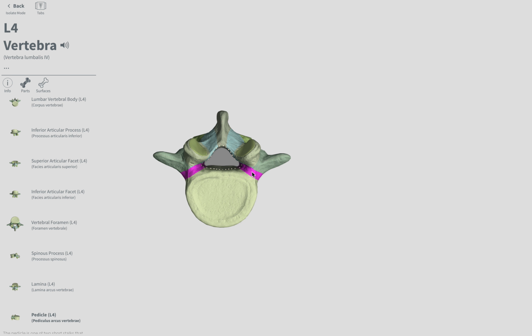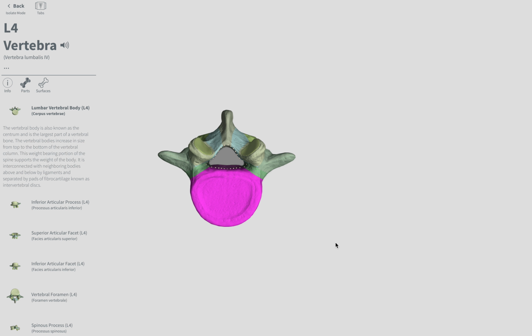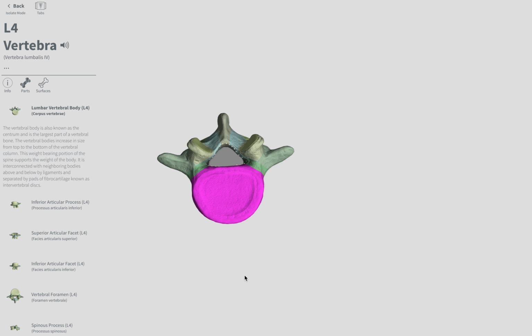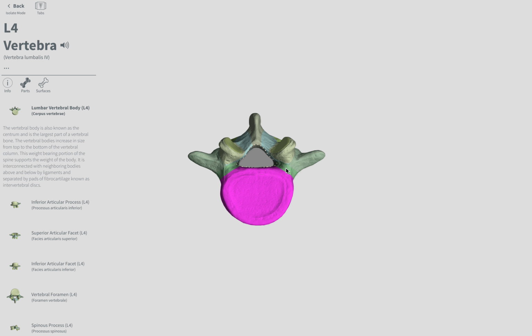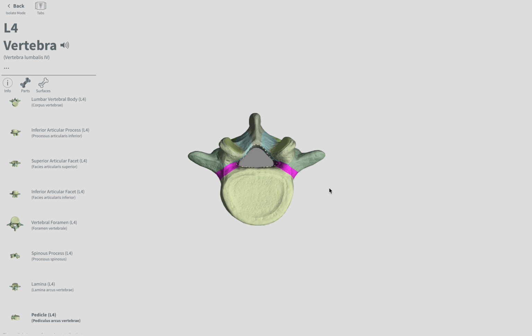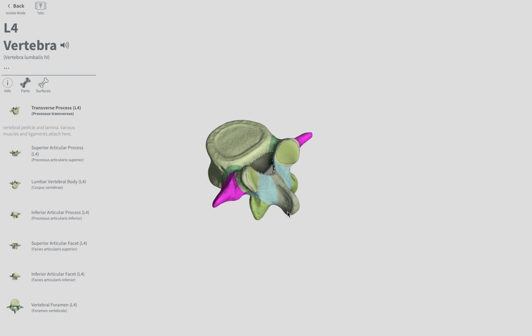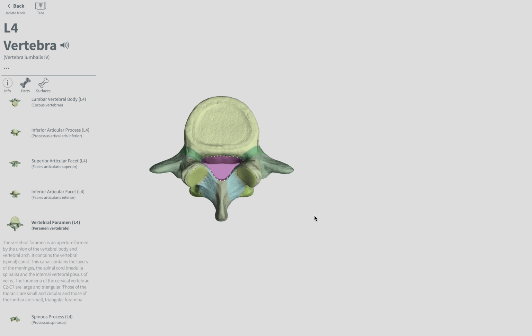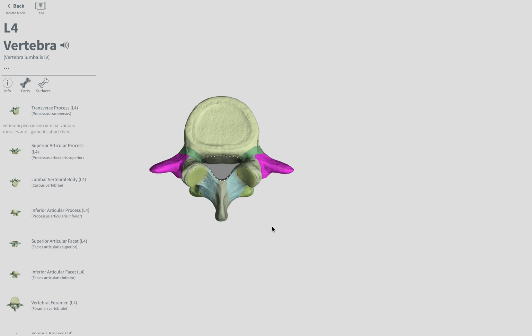Let's find a different vertebra and take a look. Okay, so these are the pedicles. And then our last term is the body, and that's just the thickest part there. So this is L4: body, pedicle, lamina, transverse process, no transverse foramen, vertebral foramen, transverse process, spinous process.